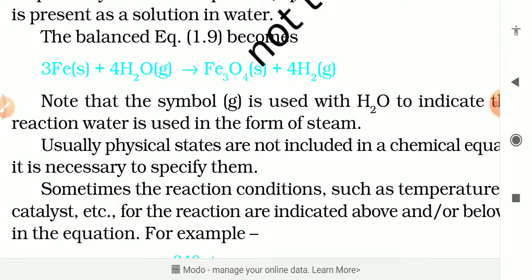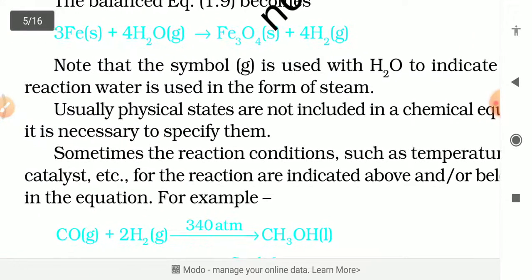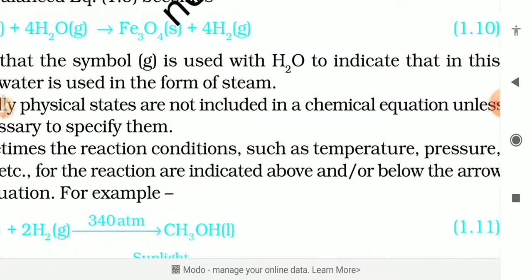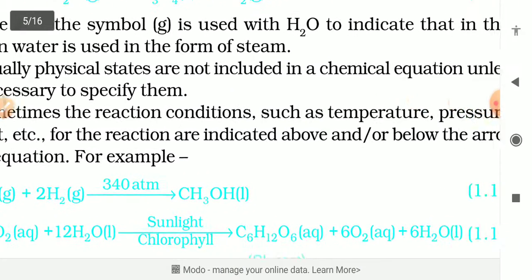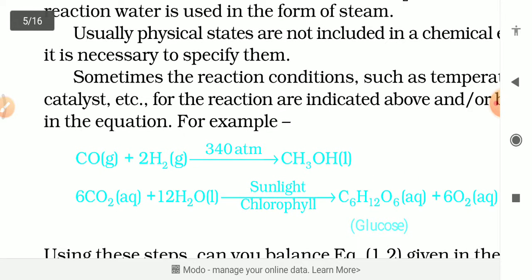Usually physical states are not included in the chemical equation unless it is necessary to specify them. Sometimes the reaction conditions such as temperature, pressure, catalyst, etc. for the reactions are indicated above and or below the arrow in the equation. It is very important. When we write the chemical equation, you have to write the physical state, whether gas, solid, liquid and so on.